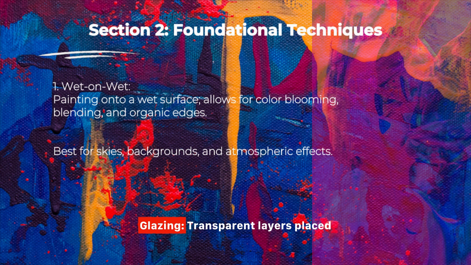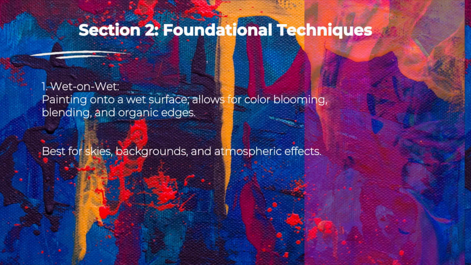Third, glazing. Transparent layers placed over dried paint to build depth or adjust hue. Fourth, dry brush. Paint applied with minimal moisture for scratchy, textured effects. Fifth, flat and graded washes. Flat, uniform tone. Graded, smooth transition from dark to light or color to color.